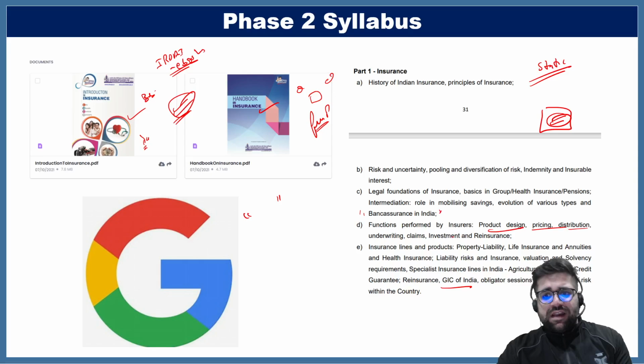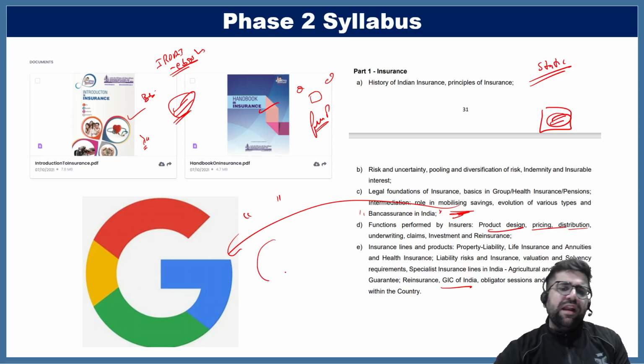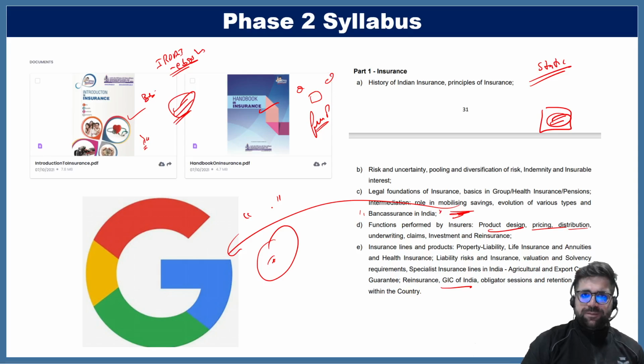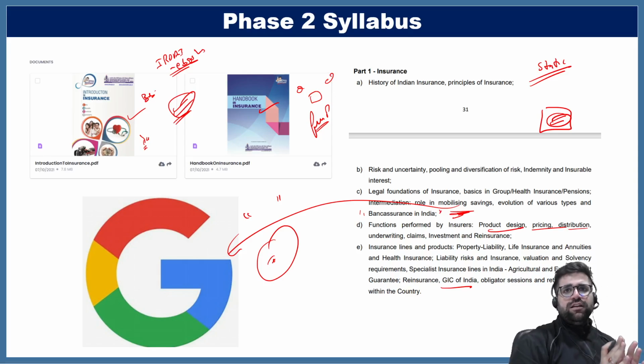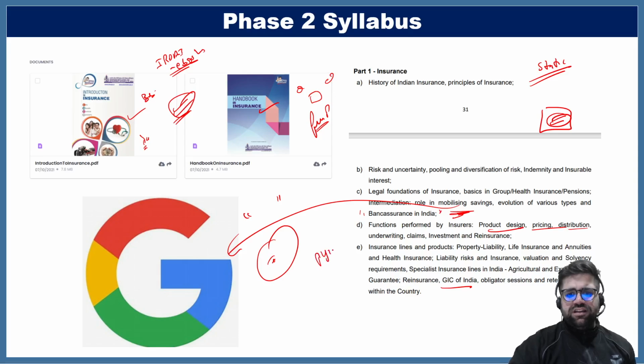On Google, try to pick the subjective things directly from the notification, paste them on Google and read around them. Keep yourself limited. There is no need to become an expert. Just read the examination syllabus. Previous year questions you should definitely refer to because they will give you a direction also.